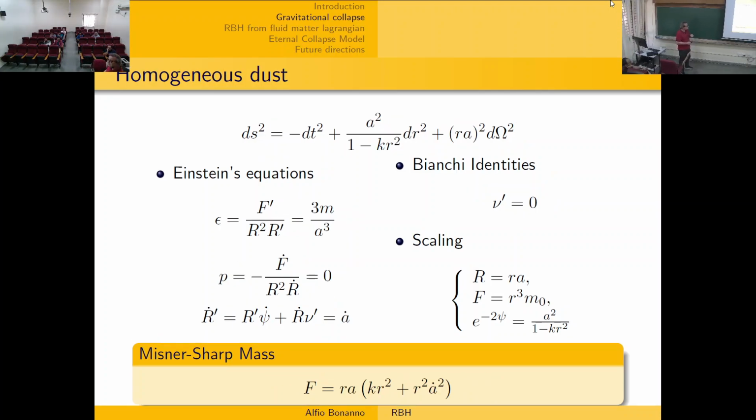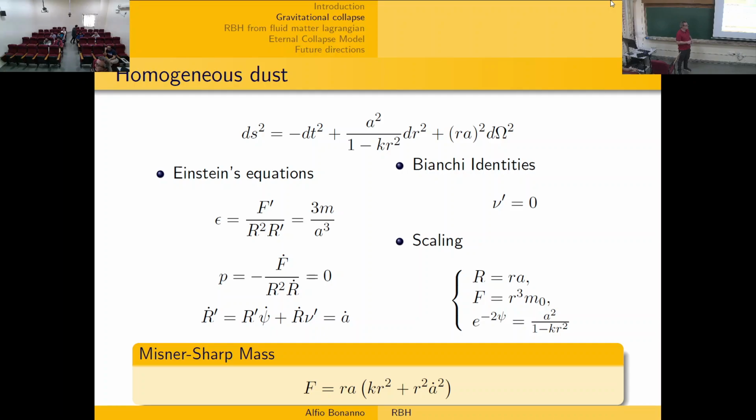So let's specify now the question in the case of homogeneous dust. Therefore, we take for the interior of the star, because the interior we know is homogeneous, basically a Friedmann-Robertson-Walker metric, and in this case, the Einstein field equation becomes the following.